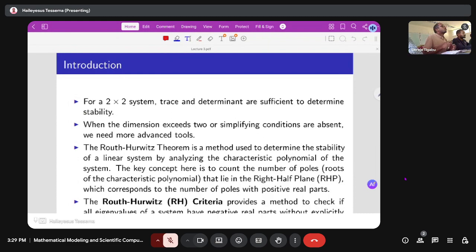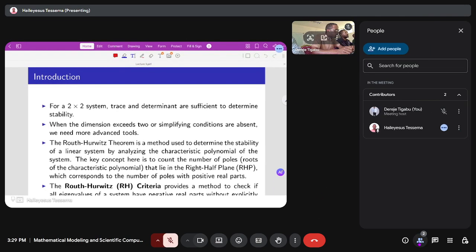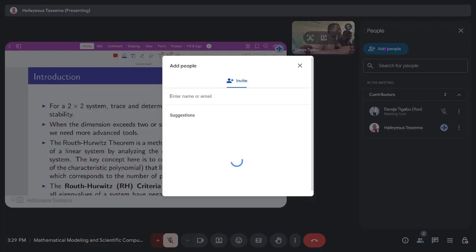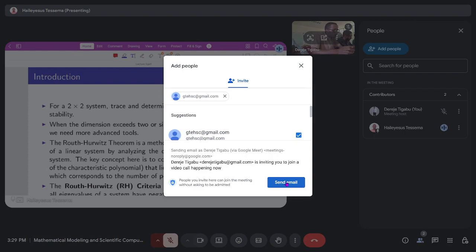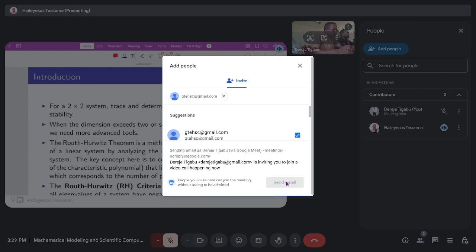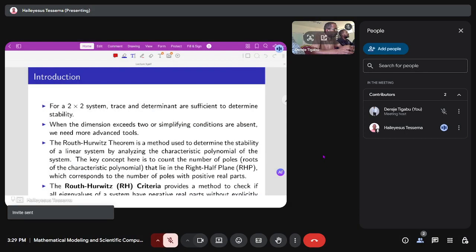we cannot use the trace and determinant. So we need more advanced criteria to show whether the given dynamical system is stable or not, in order to find the sign of the eigenvalues of the Jacobian matrix. So one possible way of showing this is using Routh's theorem or criteria.